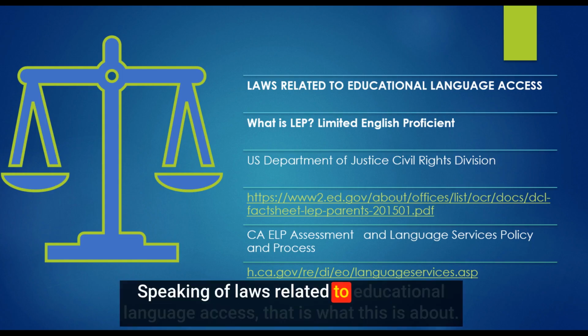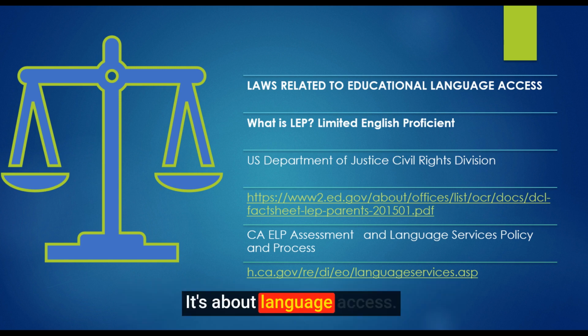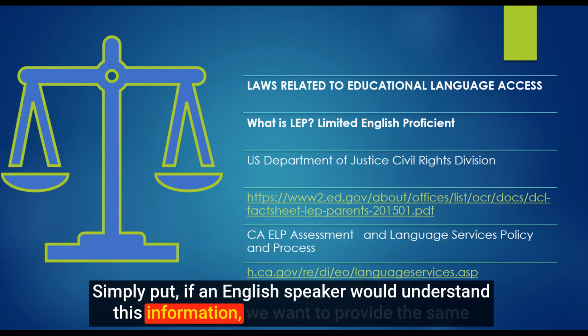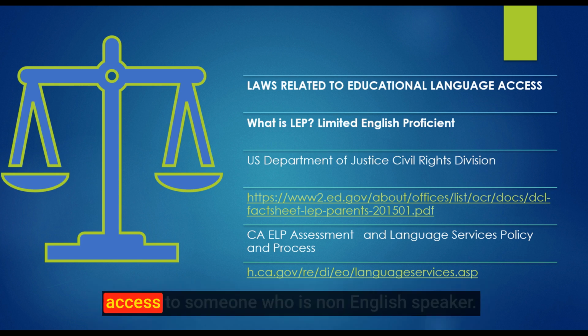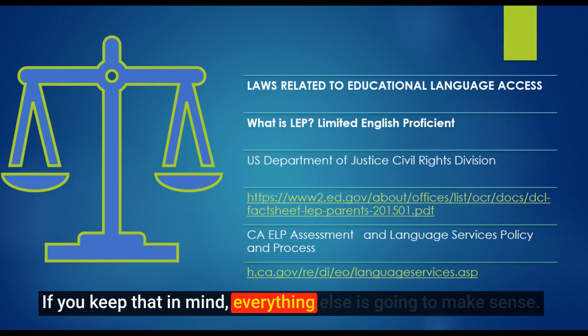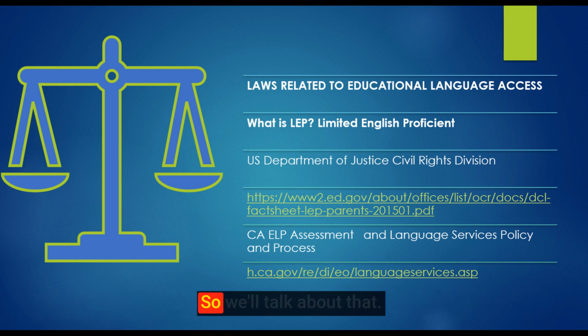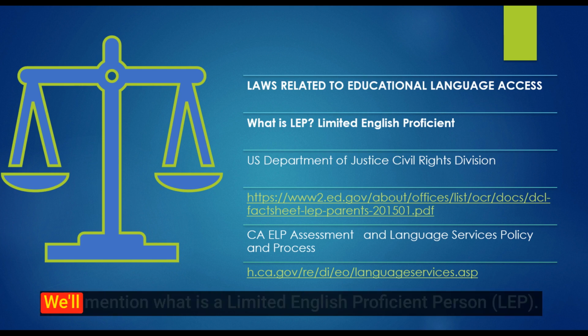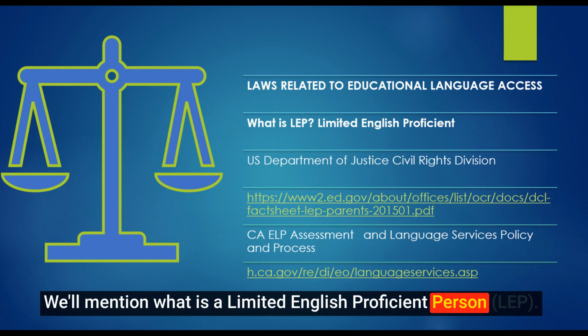Speaking of laws related to educational language access, that is what this is about. It's about language access. Simply put, if an English speaker would understand this information, we want to provide the same access to someone who is non-English speaker. If you keep that in mind, everything else is going to make sense. So we'll talk about that, the laws specifically for language access. We'll mention what is a limited English proficient person, LEP.